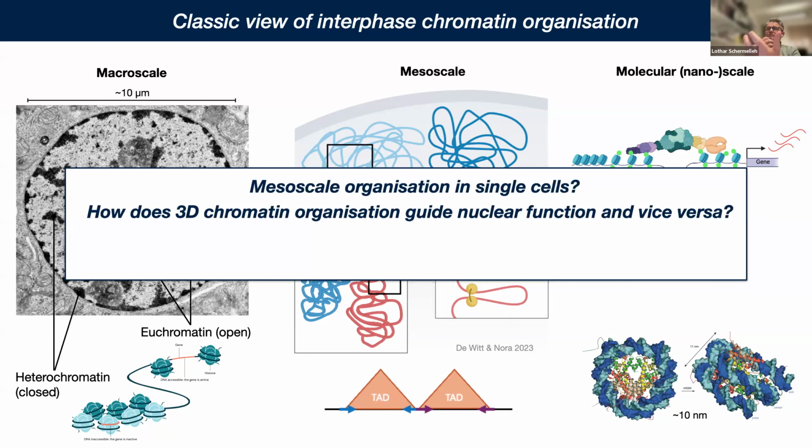Now, a lot of research is being done on how this 3D chromatin organization guides nuclear function and vice versa, and it's also an interest of ours. Our take on that is to do this on a single cell level using quantitative super resolution microscopy, and in that way contribute to this knowledge and field.